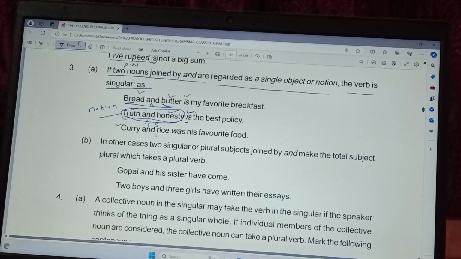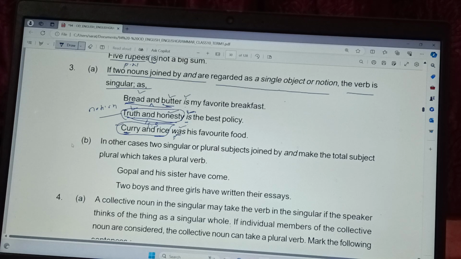Next, guys, curry and rice was his favorite food. See, guys, curry and rice. Curry is a noun and rice is also a noun. But the curry and rice we do not consider in a different way. We consider it as a single object or notion. So in that particular case, we put a singular verb as per the sense. So curry and rice was his favorite food. Was is a singular verb. Is is a singular verb.